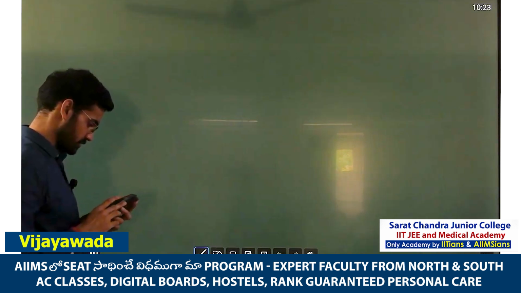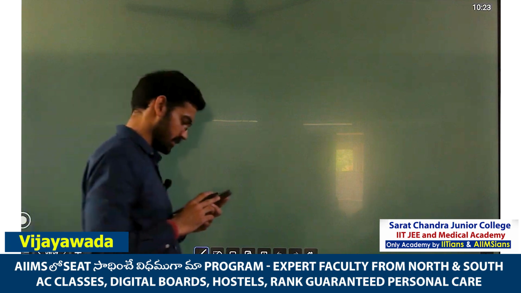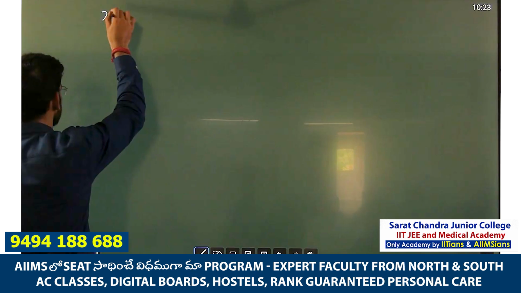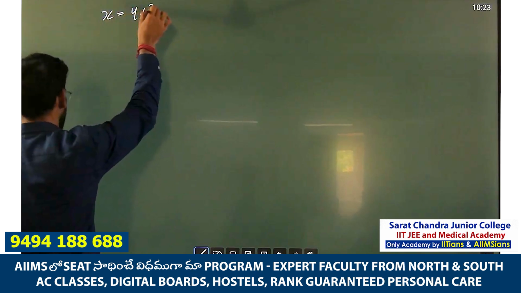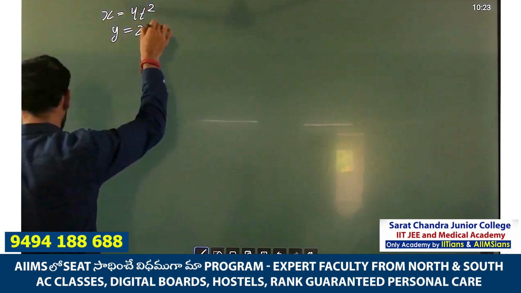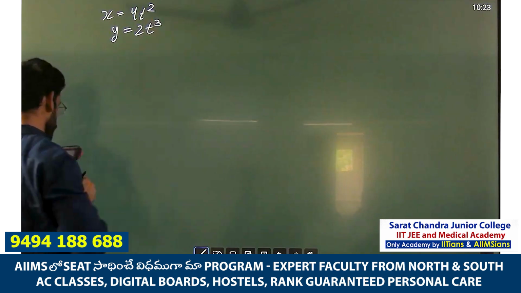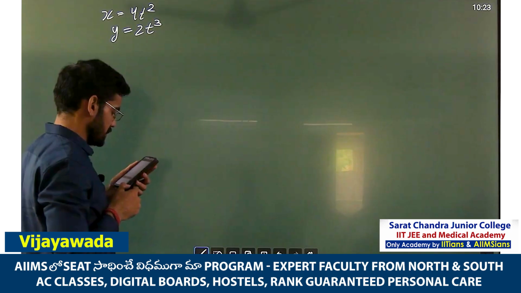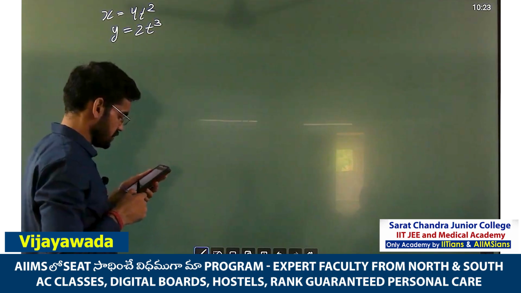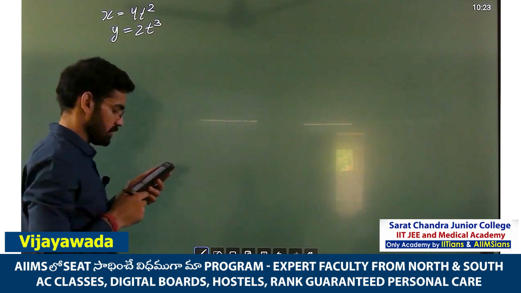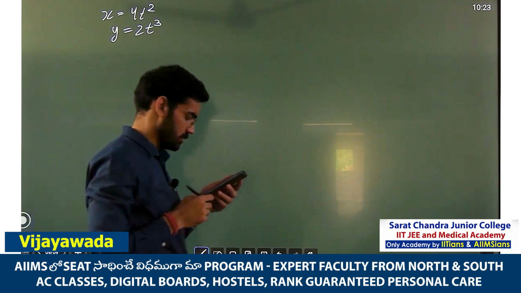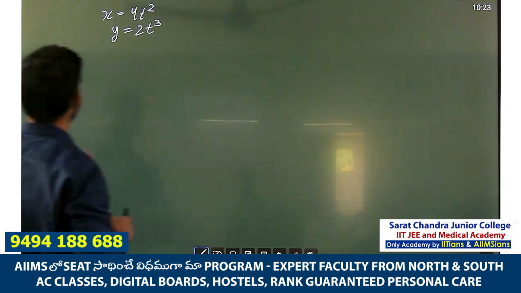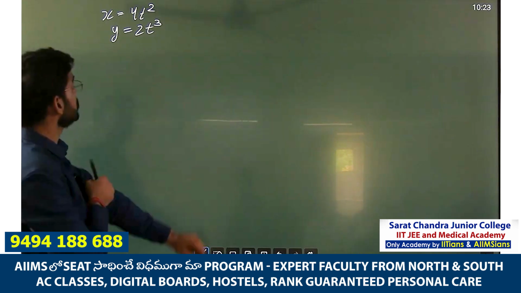Next, if coordinate of the particle changes with the time, x is given as 4t square and y is given as 2t cube, then find velocity at t equal to 2 and acceleration at t equal to 1. Okay, we have to assume that initial velocity is 0, otherwise you will not be able to solve. Okay, so position is given.